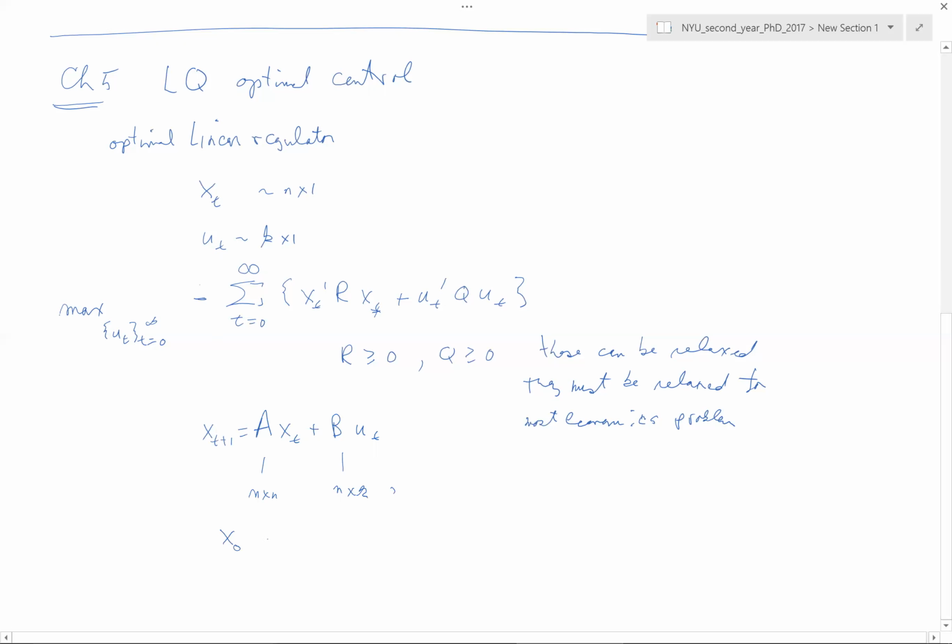And this problem still isn't complete. We have to add that x0 is a given state vector. So now the problem is well posed. So there's a sequence of these. There's one transition law for each date t. I'm choosing to do this in discrete time. We could have done this in continuous time, and there are beautiful mappings between the discrete and the continuous time formulations, which I can point you to if you're interested.